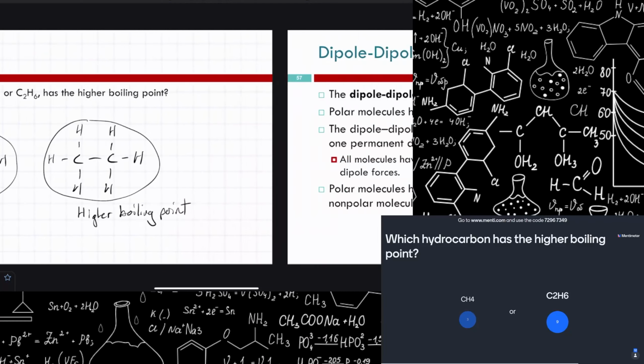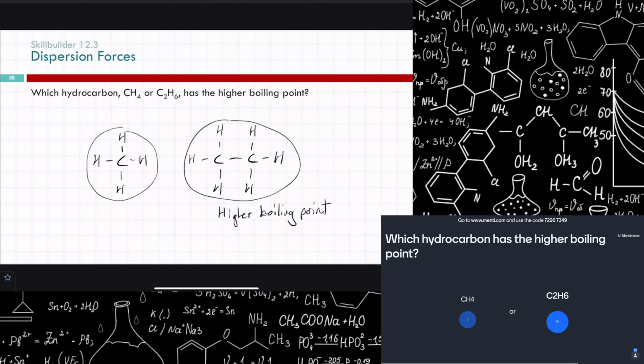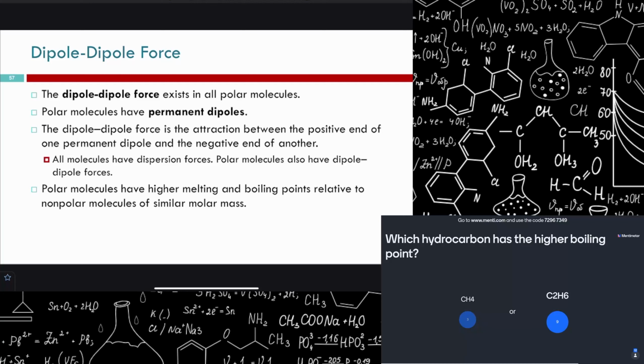All right. So this is dispersion forces, and we're going to move on now and talk about a stronger intermolecular force. Dispersion force is the weakest one that we're going to talk about. We also have the dipole-dipole force. Dipole-dipole force exists in all polar molecules. This is a bit of a throwback to when we did Lewis dot structures and talked about VSEPR theory.